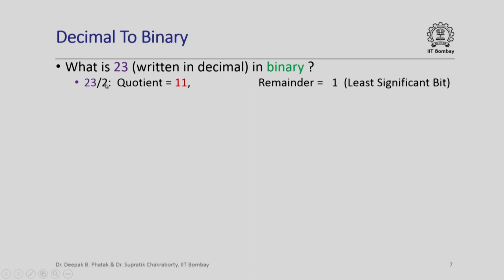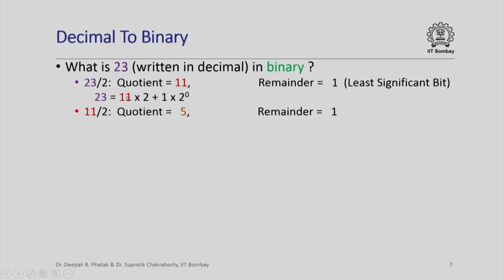So I first divide 23 by 2, I get a quotient of 11 and a remainder of 1, and we will see that this remainder of 1 will be our least significant bit in the binary representation of 23. Now what does this mean, that 23 divided by 2 gave me a quotient of 11 and remainder of 1? It really means that 23 can be expressed as the quotient times the divider, 11 times 2, plus the remainder.